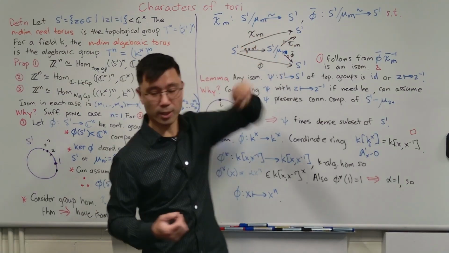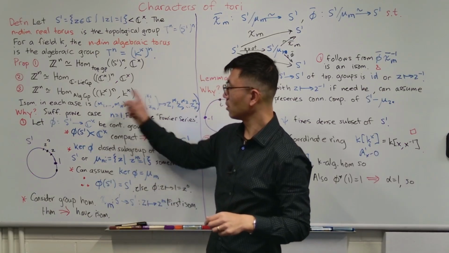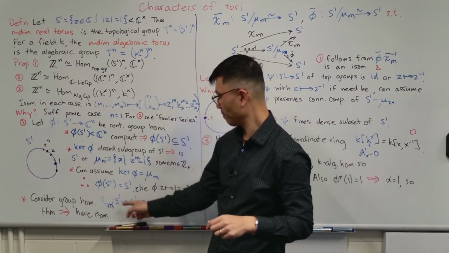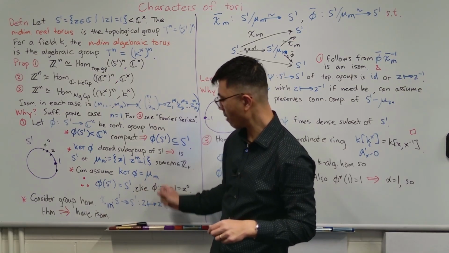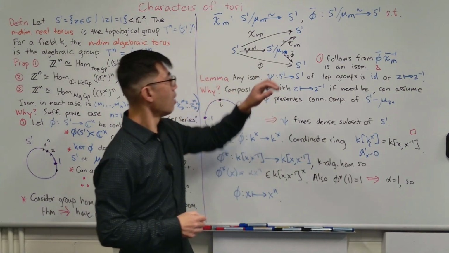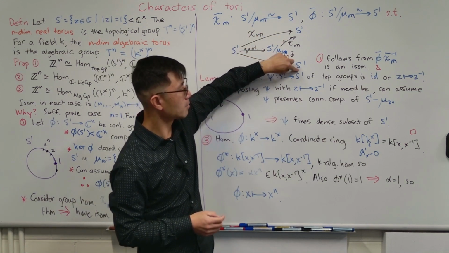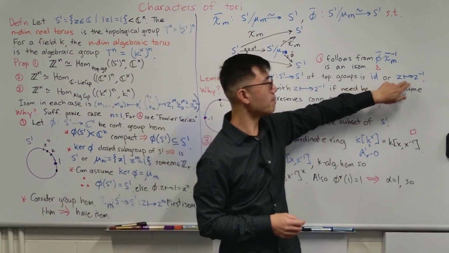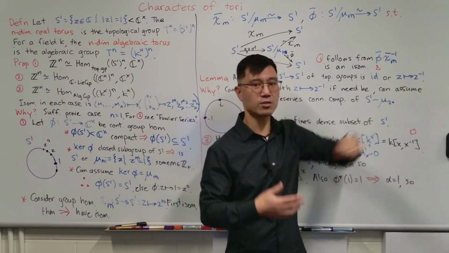So we get the case of this phi is indeed of this form, okay? So it raises z to the m, where m is this positive integer. Or what's another possibility for an isomorphism from S1 to S1? Well, another possibility is z maps to z inverse, okay? Z maps to Z inverse, of course, that's a possibility.